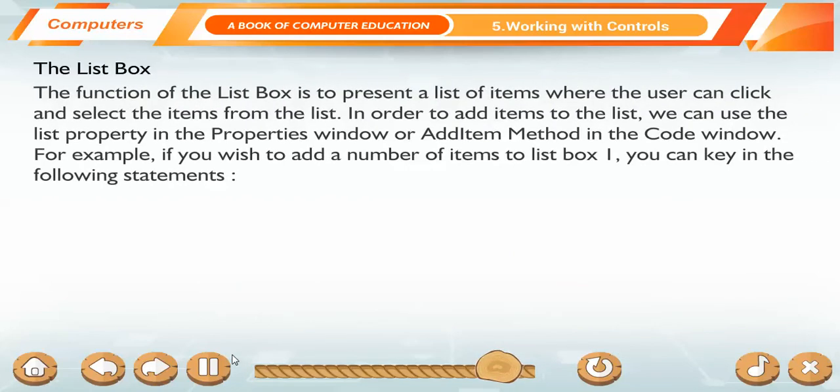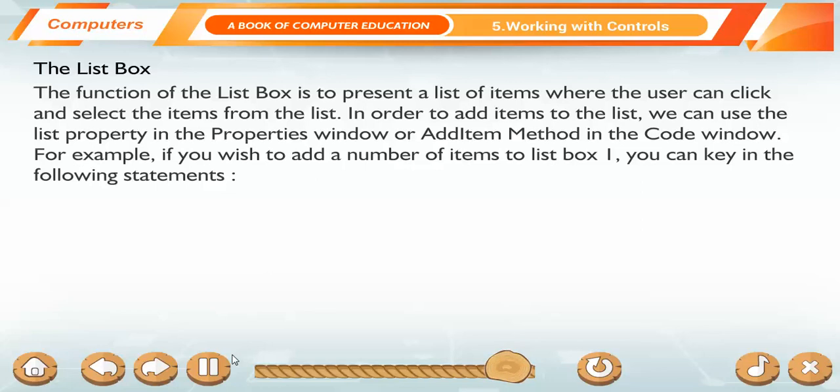The list box. The function of the list box is to present a list of items where the user can click and select the items from the list. In order to add items to the list, we can use the List property in the Properties window or the AddItem method in the code window.